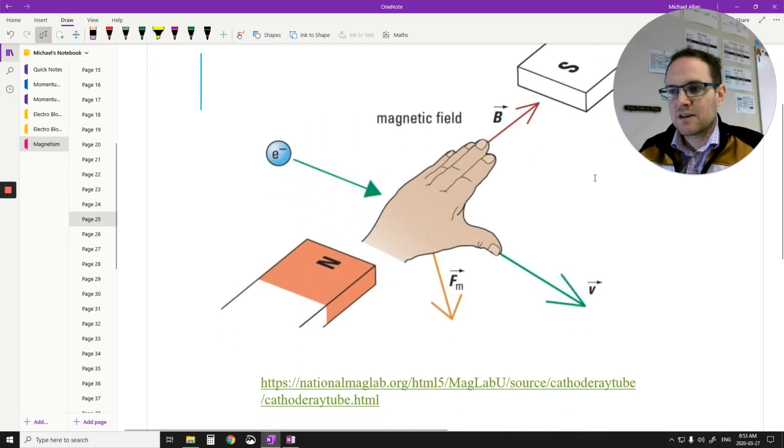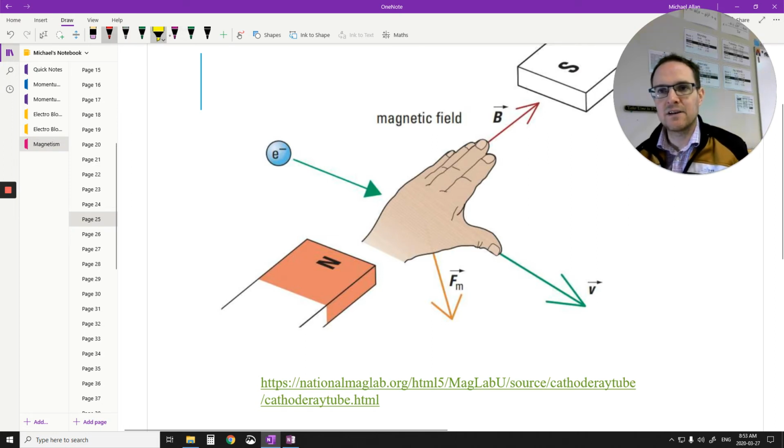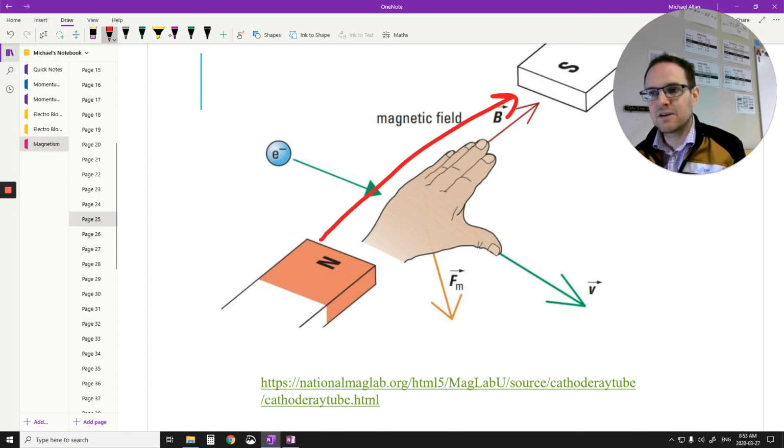So here's the little picture of what it looks like. Right? So my force is my palm. The fingers are pointed in the direction of the external magnetic field. So my external magnetic field comes out of the north, into the south, out of the north, into the south. So that's my magnetic field, right?